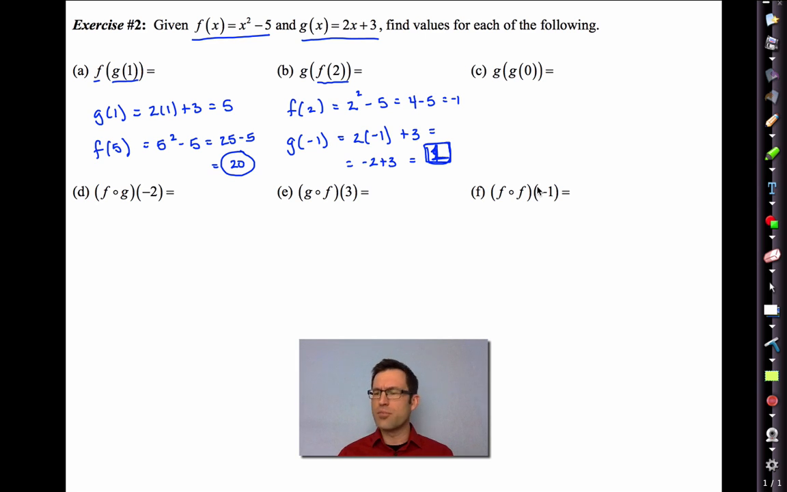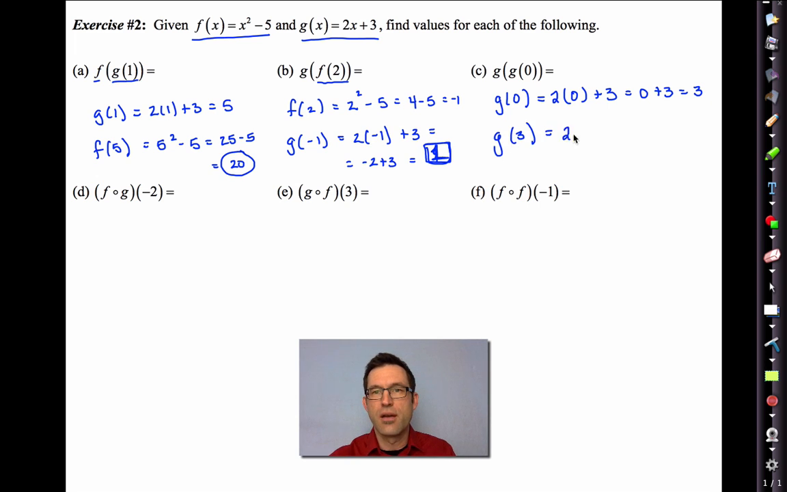We can definitely have an input go into a function, give us an output, take that output, put it into a function over and over again. So that's all this is saying. This is saying, all right, well, g of 0, that's going to be 2 times 0 plus 3. It's going to be 0 plus 3, which is 3. And then that goes right back into function g again.